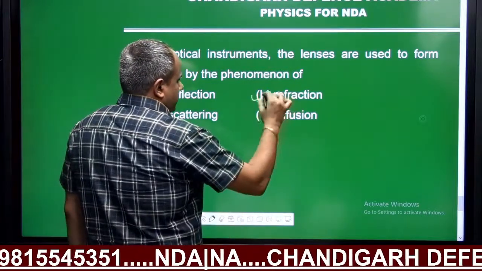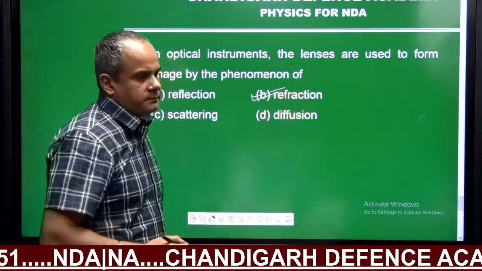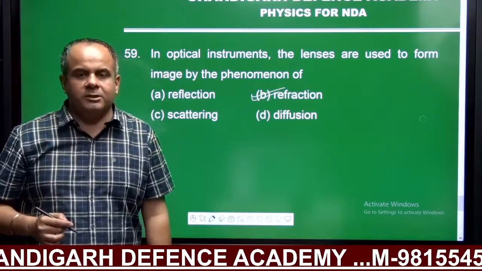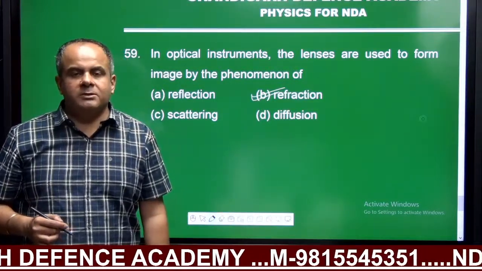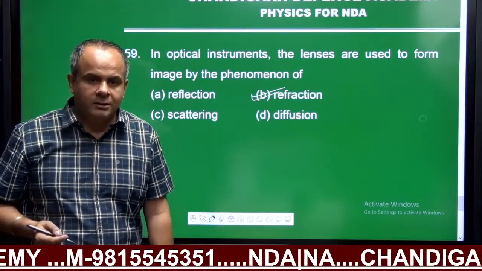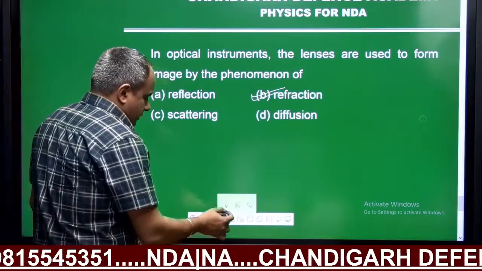They are based on the principle of refraction. Yeah, good, Somanpreet, choice B is the answer. They are mostly based on the laws of what? Refraction. Okay? So, let's go to the next one.